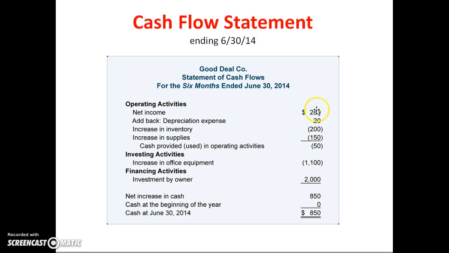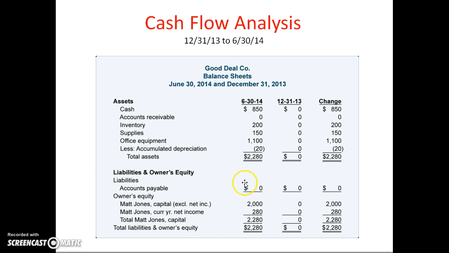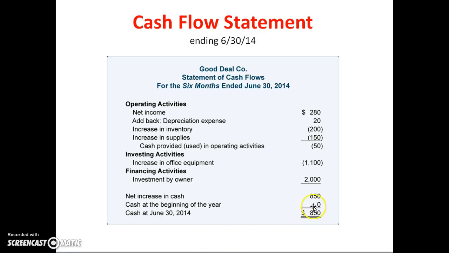And once you total all these numbers up, you will see that we have a net increase in cash of $850. This should match the beginning cash, and subtract it will match here, the end of cash, $850. That number will match the $850 going from 0 to $850 here. So look, here's the year beginning, here's the 6-month period ending, and see how those numbers match this 0 here, this $850 there.